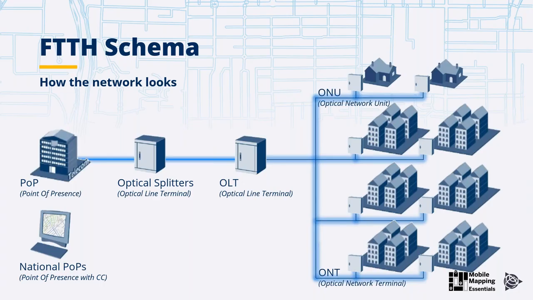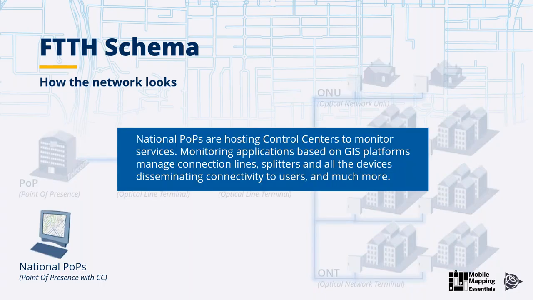So this is the schema we have just seen earlier about how a fiber optic network would look like. And at the control center, at the national control center of our point of presence, imagine you have the main line, the main connection, starting to be distributed all around the country. And this is where, at the national POPs, the services of the network itself are constantly monitored by the operators.